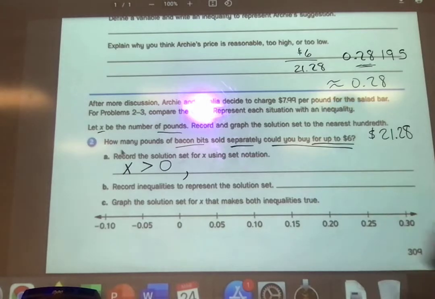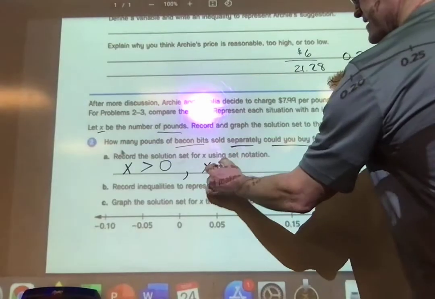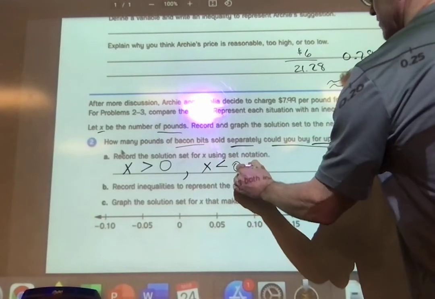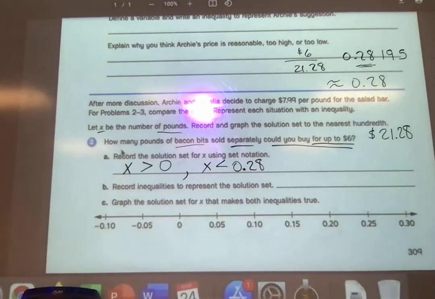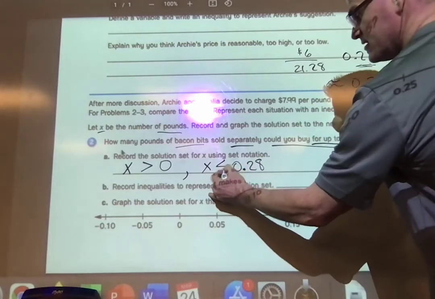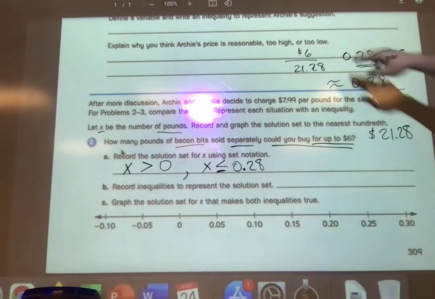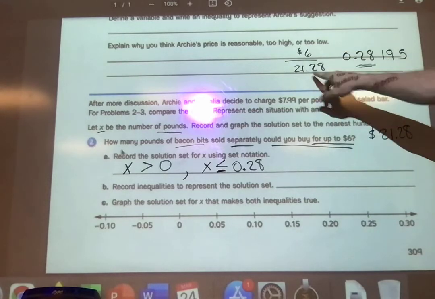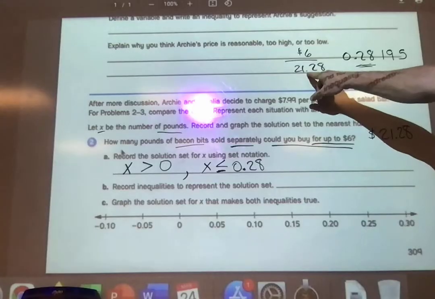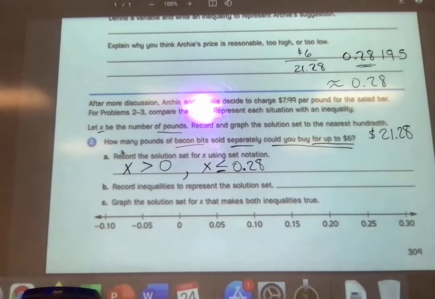So my second inequality would be X has to be less than around 28 hundredths of a pound, because X has to be less than 28 hundredths, or it could be equal to it. So X, the pounds you can get, has to be less than or equal to 28 hundredths, which makes sense. I can't even get close to a half of a pound because we don't have half of $21.